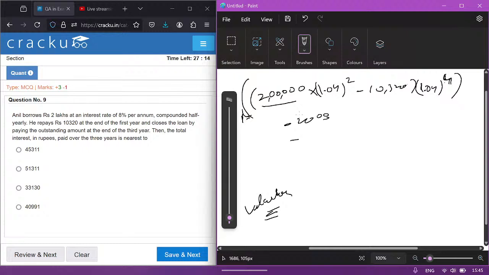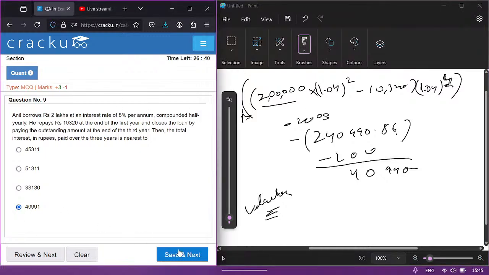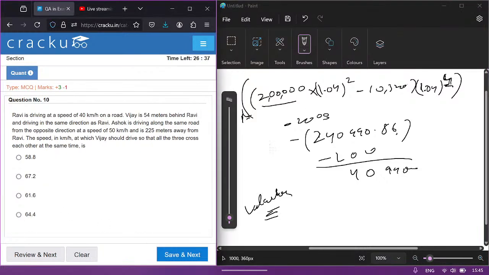So this should be 4, right? Because it is 2 years after he has paid. So this will come out to be 2 lakhs into 1.04 into 1.04 minus 10,320 into 1.04 into 1.04. This is 24990.86, right? And if you subtract 2 lakhs from this, we will get 4990. Okay, we can see this is the answer, right? I'm just letting you know I have used a calculator because I could not use it here on the screen, right?